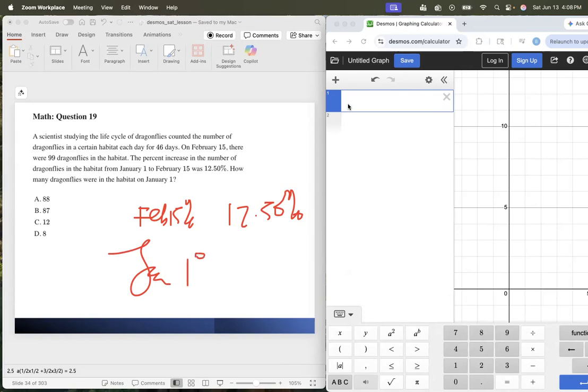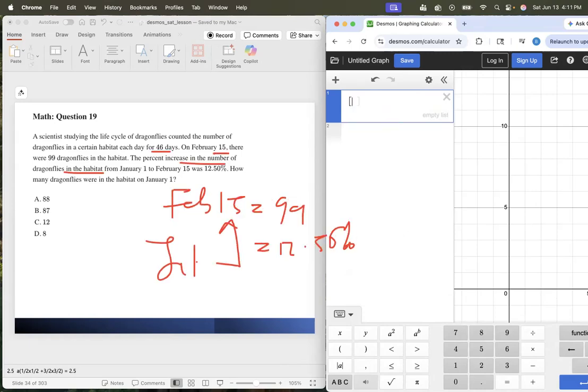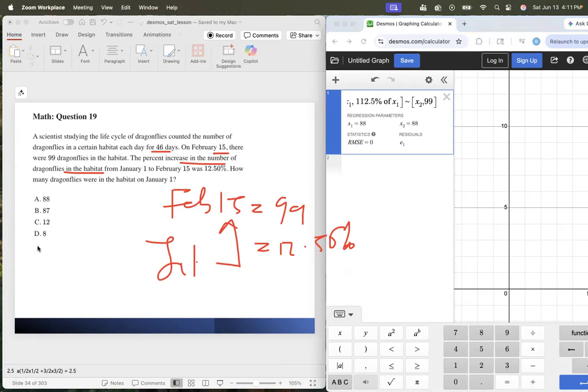So I'm going to say to myself, let's put it in Desmos. I'm going to say X1 is the initial value in January 1. A 12.5% increase of the January 1 value means 112.5% of X1. And I'm going to regress it. I still don't know what X1 is, that's the January 1 value. Therefore, I'm going to say it's X2. But I know what February 15 was, so 99. And this is going to give you 88. And the 88 is the right answer. This is how you use Desmos for this particular question.